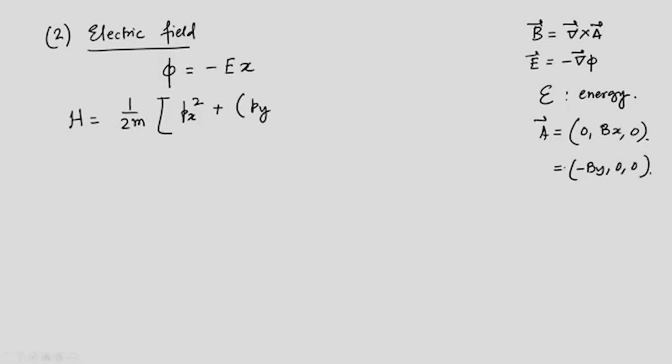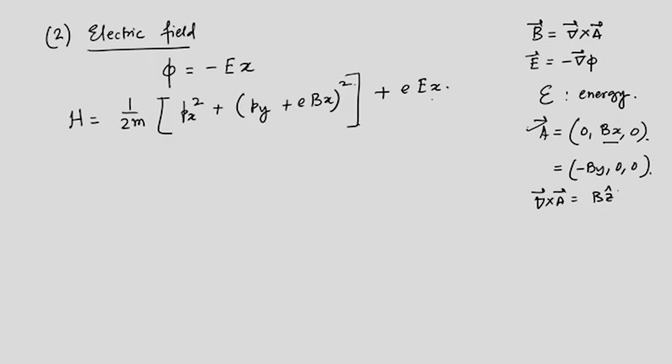Okay, now this is a valid gauge as well, because if you take a curl of that, this gives you Bz cap. And that's exactly what we want. So I take this gauge that we just said, and that's why the y component of P is now affected, and this is equal to the Hamiltonian, plus Ex, because of this negative sign and the negative sign of the electronic charge.